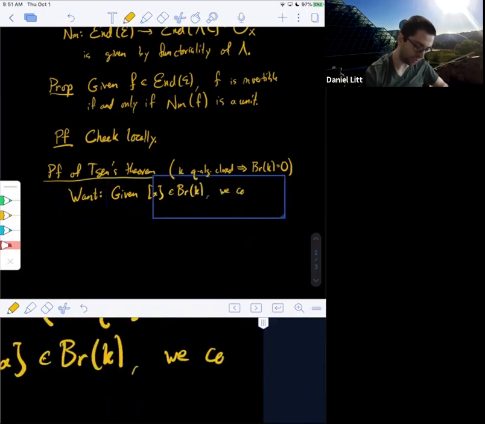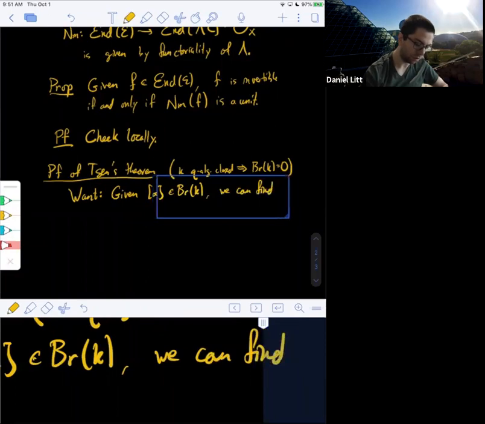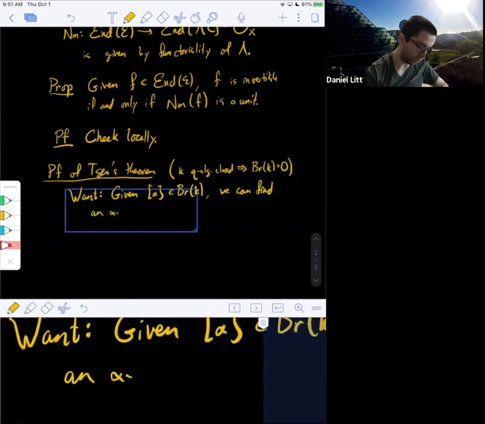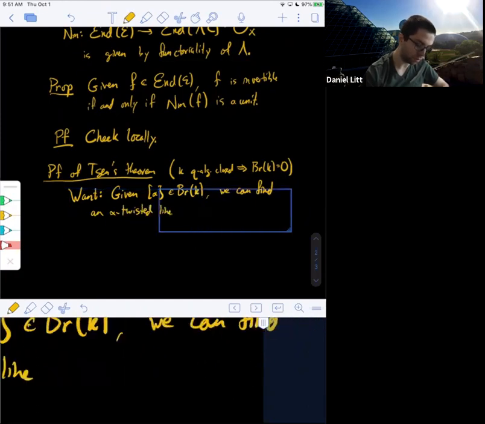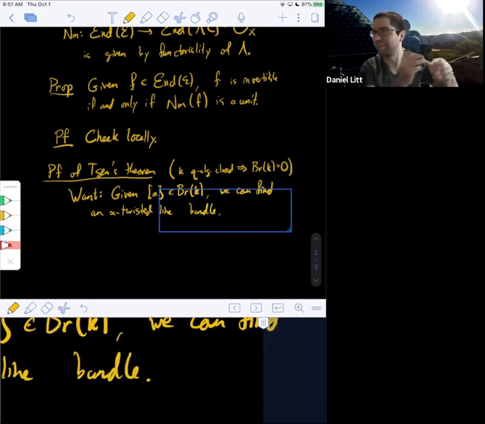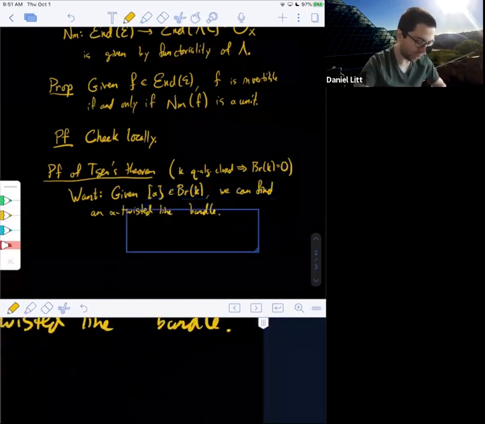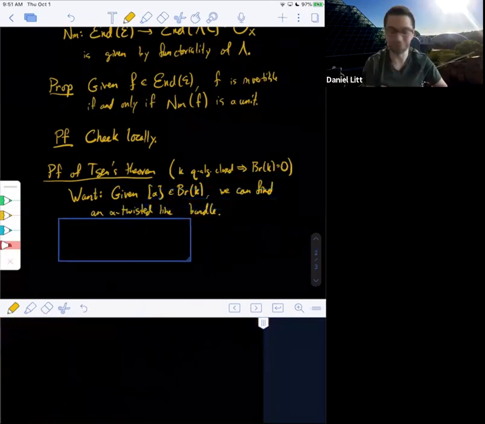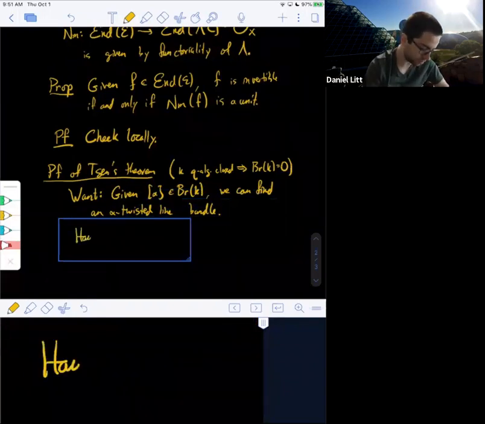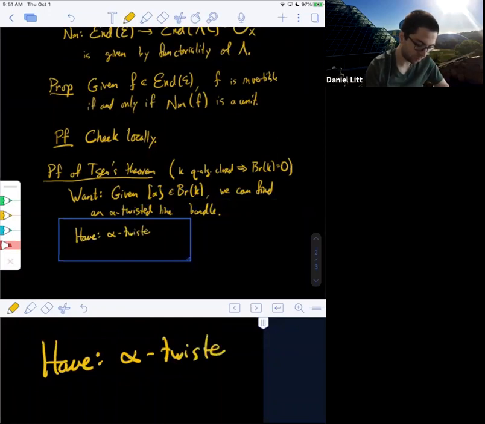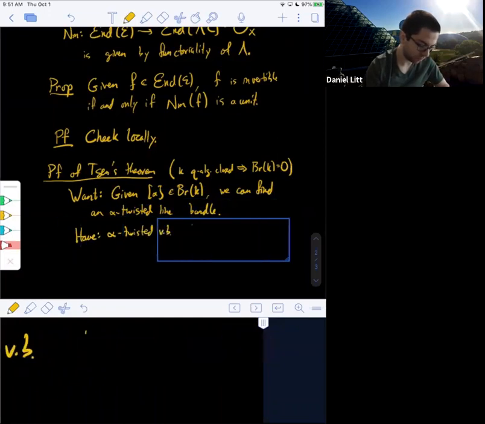we can find an alpha twisted line bundle. So maybe it's a little bit silly to be talking about twisted sheaves on Spec K, but I think it's a useful point of view. So we'll see what happens. Okay, so what do we have? We want an alpha twisted line bundle. What we have is some alpha twisted vector bundle, E. So why is that? That's just what it means to be in the Brauer group.